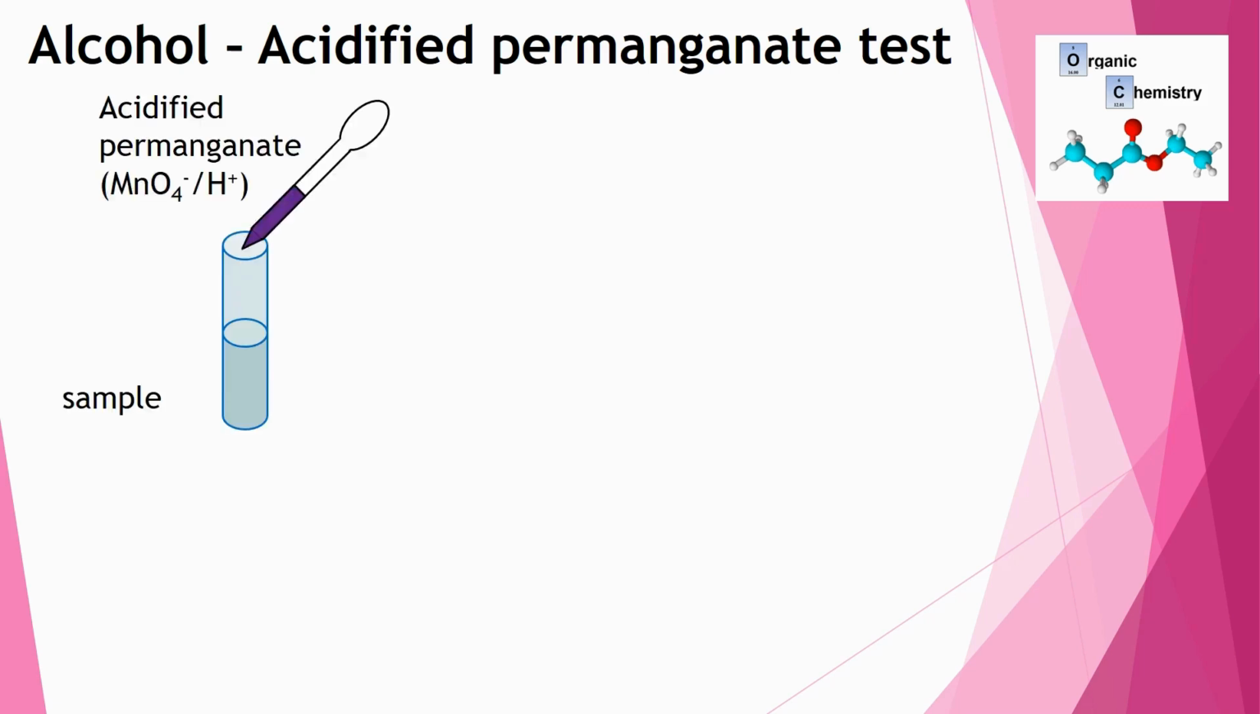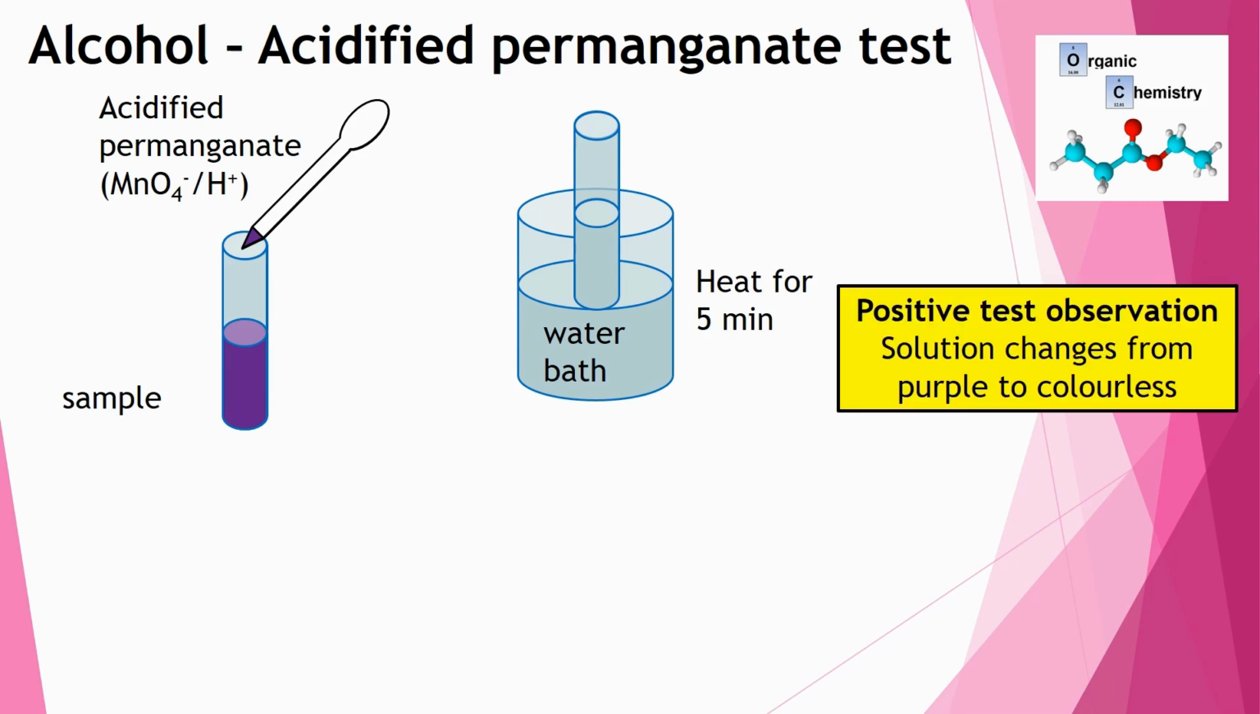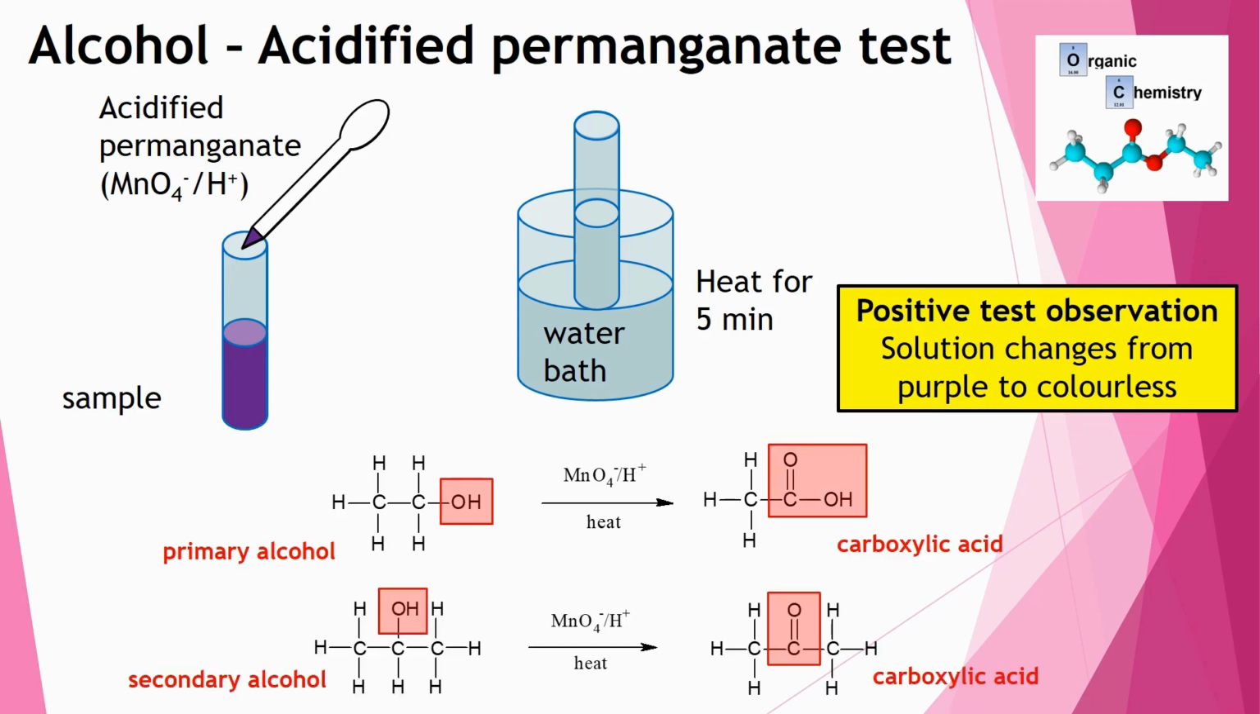So we take the sample again, we're going to add acidified permanganate. It's a purple color. If we put it in the water bath for 5 minutes, it's going to go to a colorless solution. Now this is a positive test for a primary alcohol going to carboxylic acid, or a secondary alcohol going to a ketone. Remember, it's also a positive test for an aldehyde going to a carboxylic acid.